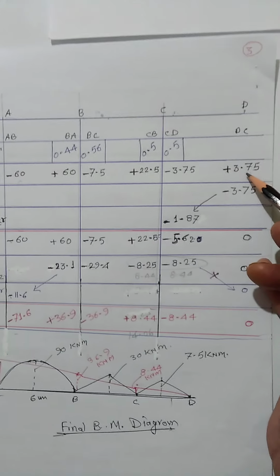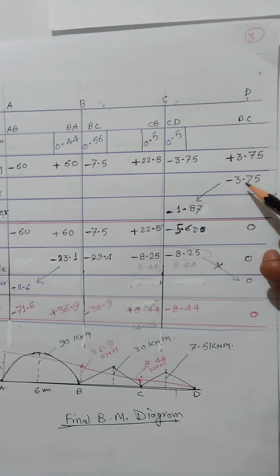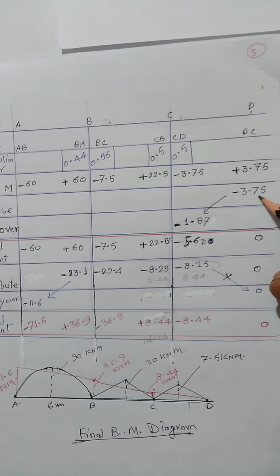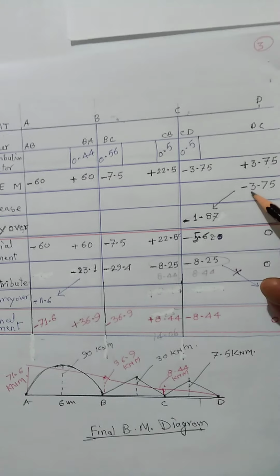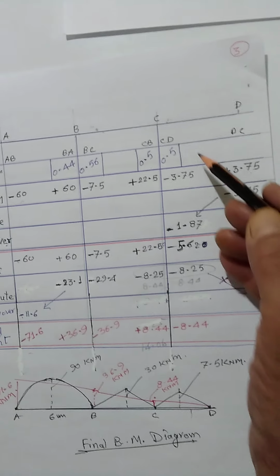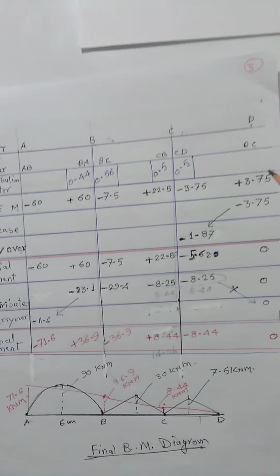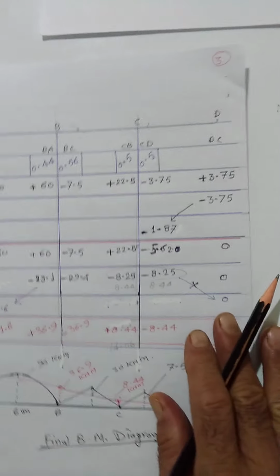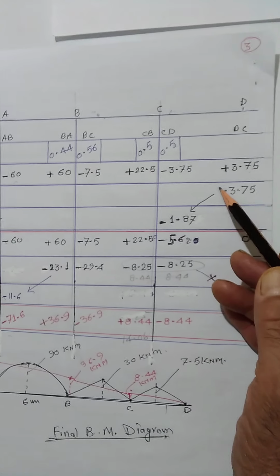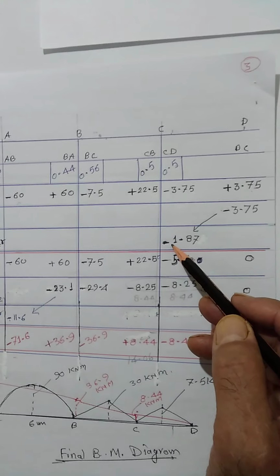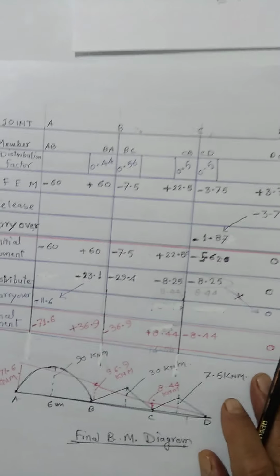So what do we have to do? We have to make it 0, minus 3.75. And this is to be carried over to the next support, but the carryover factor is always taken as half with the same sign. Same sign, that is minus 1.87.